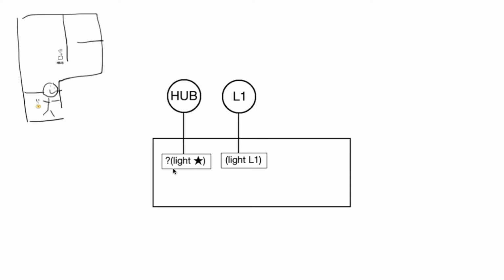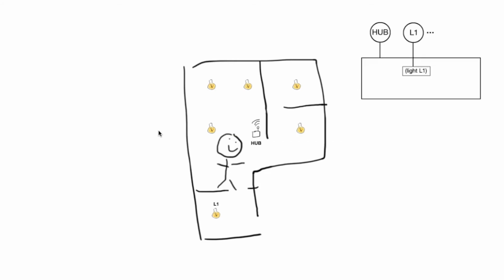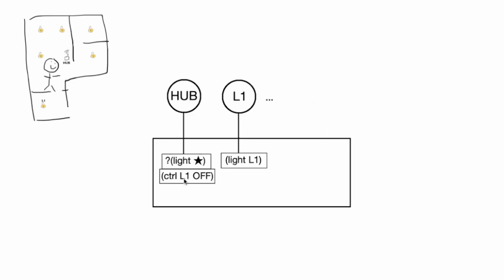The pattern matches tuples with the label light and any value in the second slot, signified by star. With the subscription in place, the system will inform the hub actor of matching assertions. Each light I install after that makes a similar assertion. In order to control each light, the hub actor asserts a control signal.